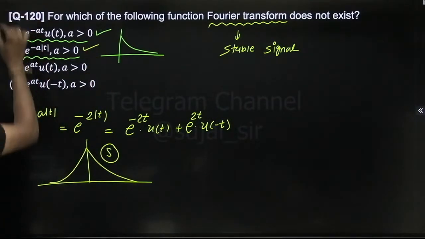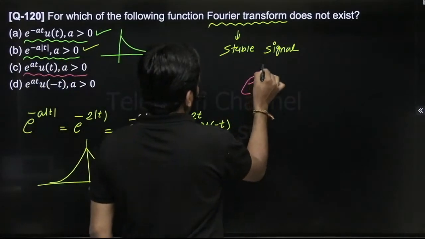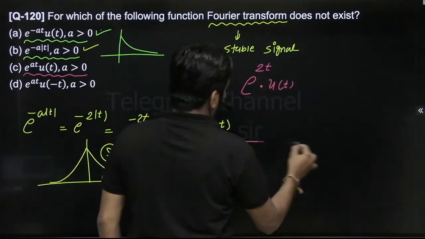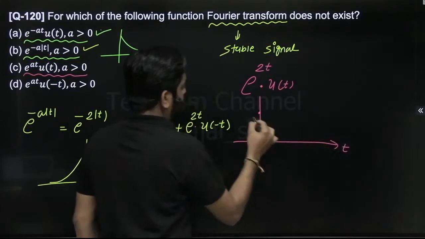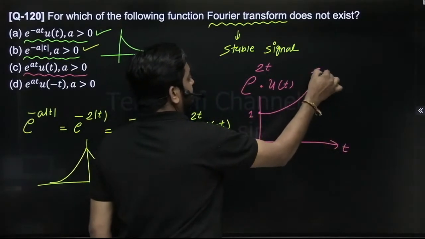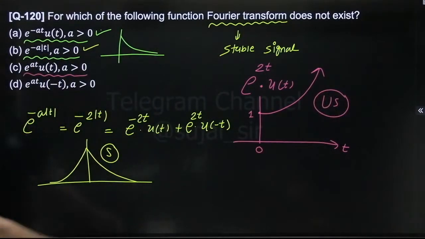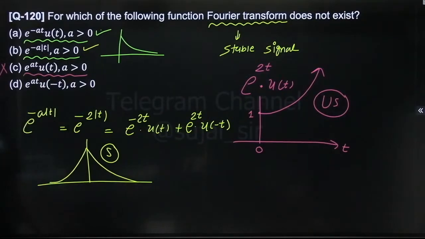Now this one, e power at into u of t for a greater than 0. That is, suppose, e power 2t into u of t. Correct? A greater than 0. Now you can see at t equal to 0 it is 1, and it is an exponentially increasing function. So that's why it is unstable, guys. Unstable. So for option C, Fourier transform does not exist.